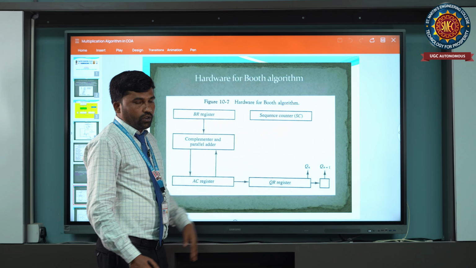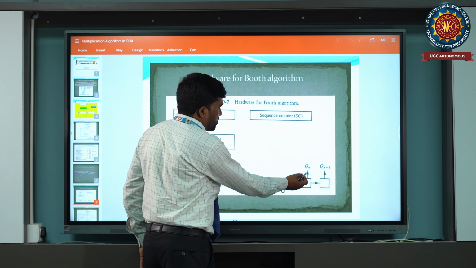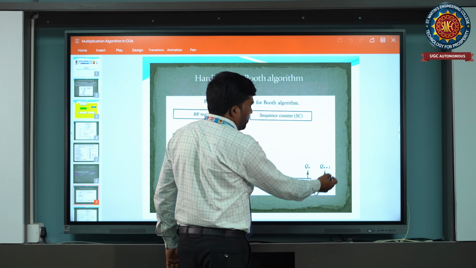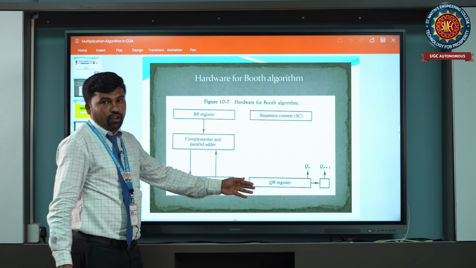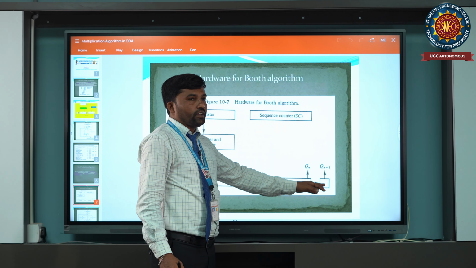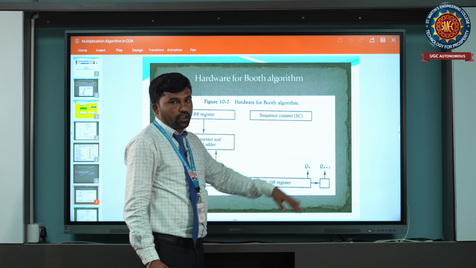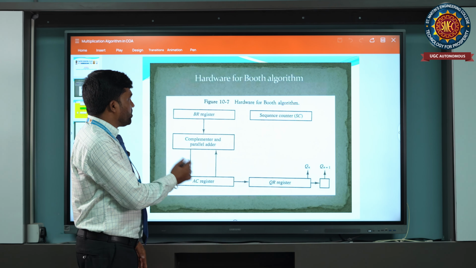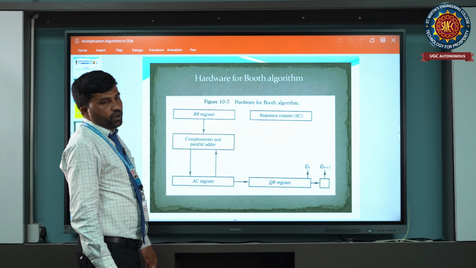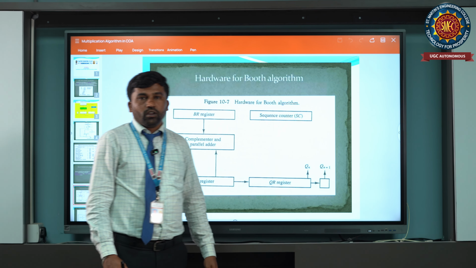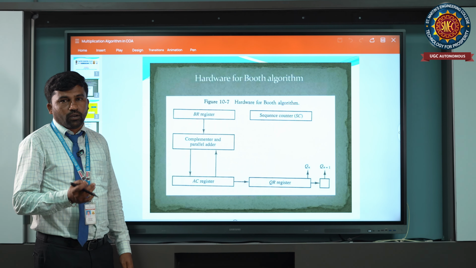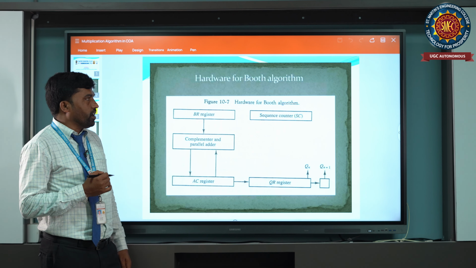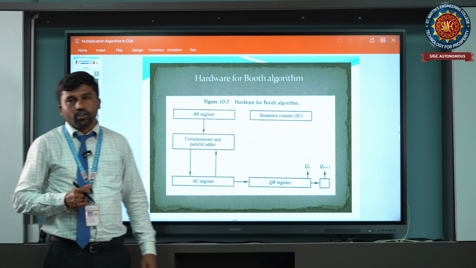Both Qn and Qn plus 1. The Q register holds up to n bits, as well as Qn plus 1, which is an additional flip flop. We already discussed E, which is an additional flip flop. When carrying the bits, we can store the data in the Qn register. Based on this hardware implementation, we will get the product of positive and negative numbers by using the multiplication algorithm. Thank you so much.